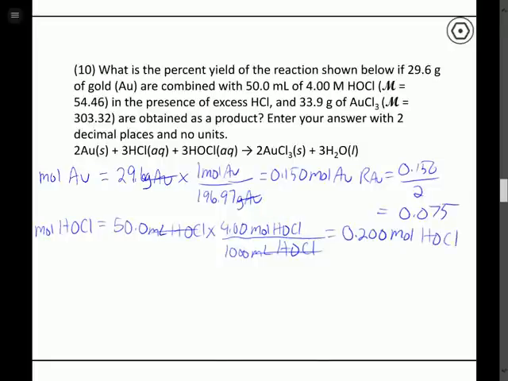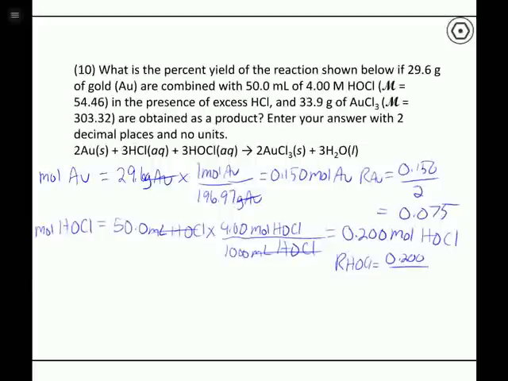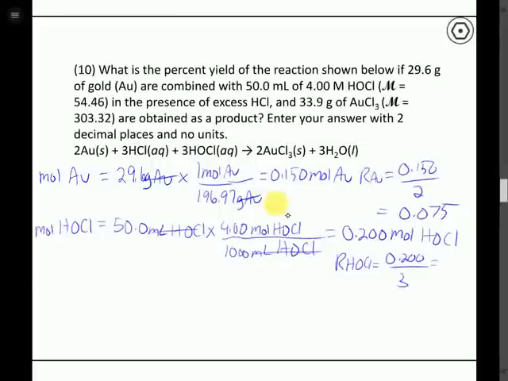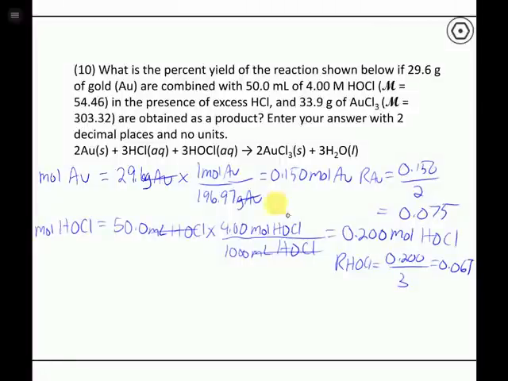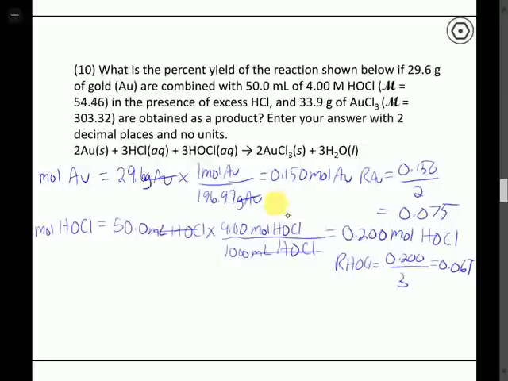Now this is why it's important to find stoichiometric ratios, because we have more moles of HOCl than we have of gold, but that does not necessarily mean that gold is the limiting reactant. If we do the stoichiometric ratio for HOCl, we take that number, 0.2, and divide by its coefficient, which from the balanced reaction is 3. We get 0.067, which is slightly smaller than the stoichiometric ratio for gold. So HOCl is our limiting reactant. That's the smaller of the two numbers.